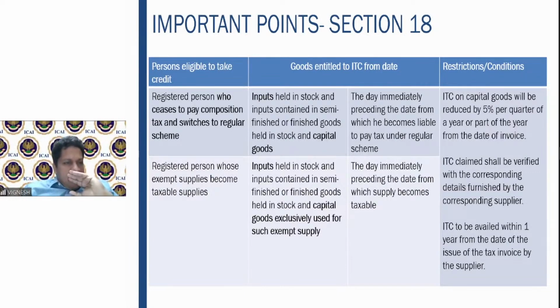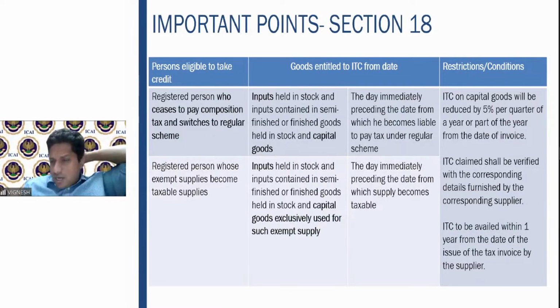And then the fourth case, a registered person whose exempt supply becomes taxable supply. Then again, inputs have to be considered. Capital goods exclusively used for exempt supply also have to be considered. The day preceding the date on which he becomes liable, that date you have to take into consideration.